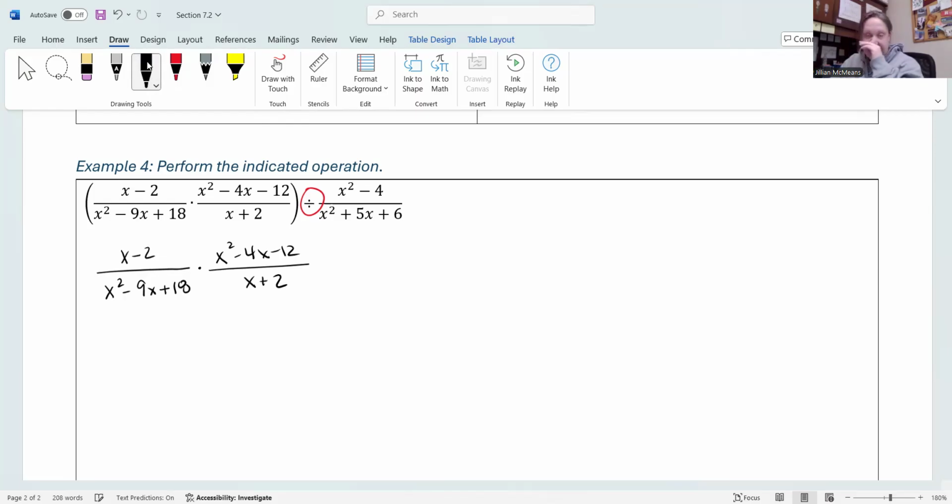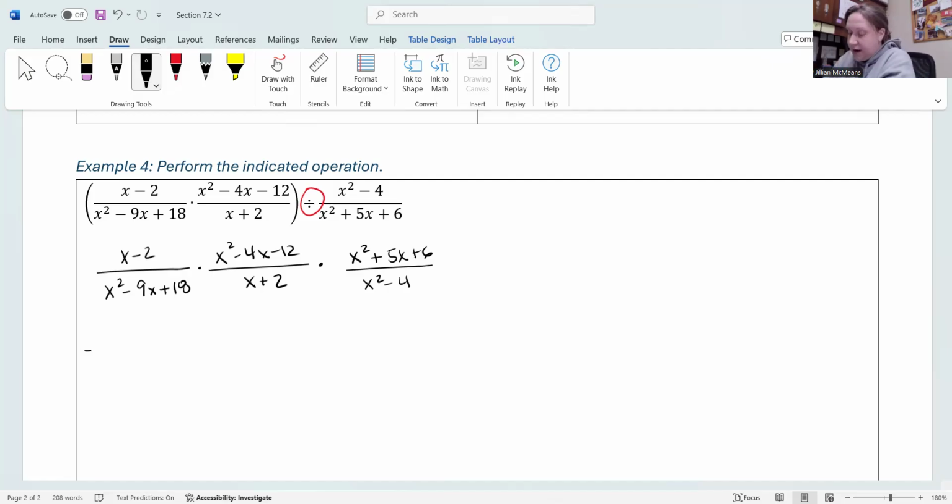And then this is where I have to be careful. Instead of dividing by this third expression, I want to multiply by its reciprocal, which is x squared plus 5x plus 6 all over x squared minus 4. Okay. And now at this point, everything is multiplication. We want to factor everything. So we've got 1, 2, 3, 4 different things that we have to factor.